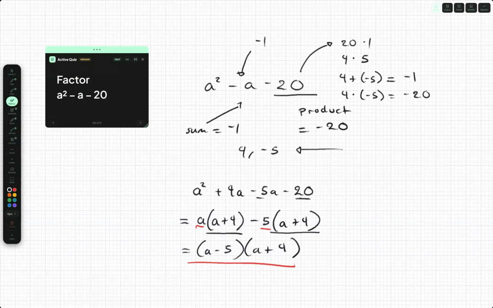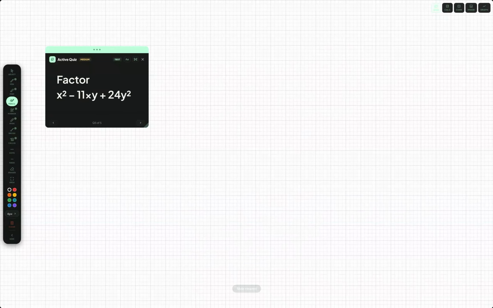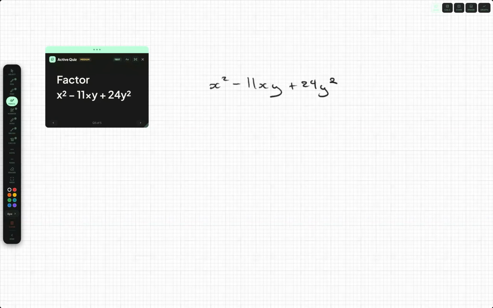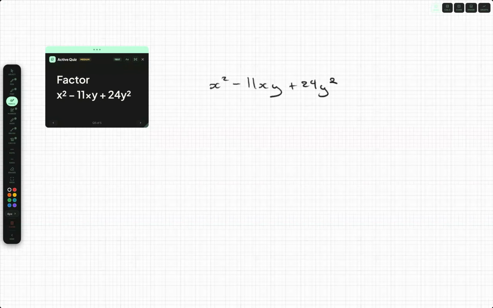Okay, now let's go on to our last one. We have x squared minus 11xy plus 24y squared. Okay, it looks kind of complicated, but remember, we're trying to find values that are going to sum to the middle and that are going to multiply into the last one. So we need to just think about the coefficients. Okay, so let's get started.